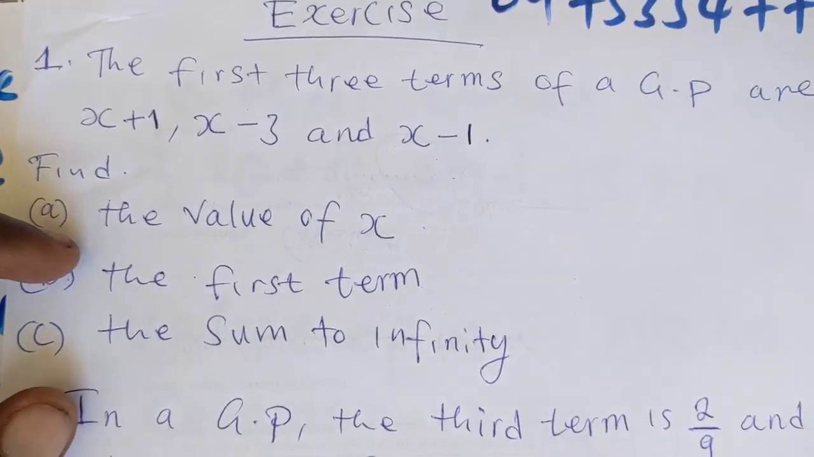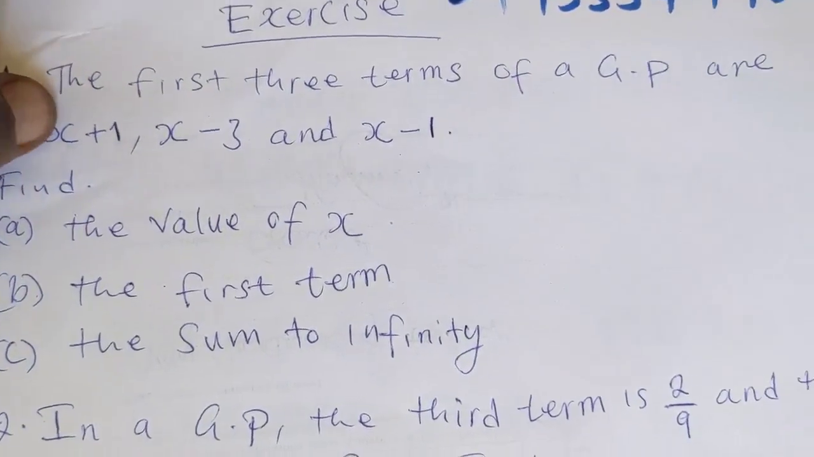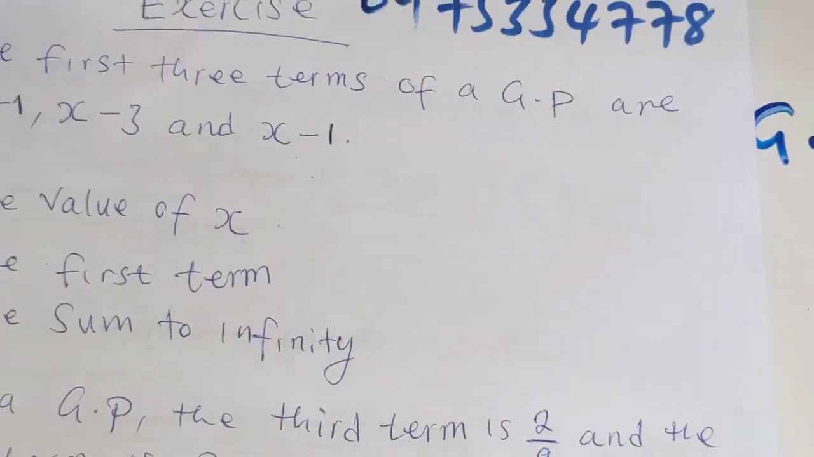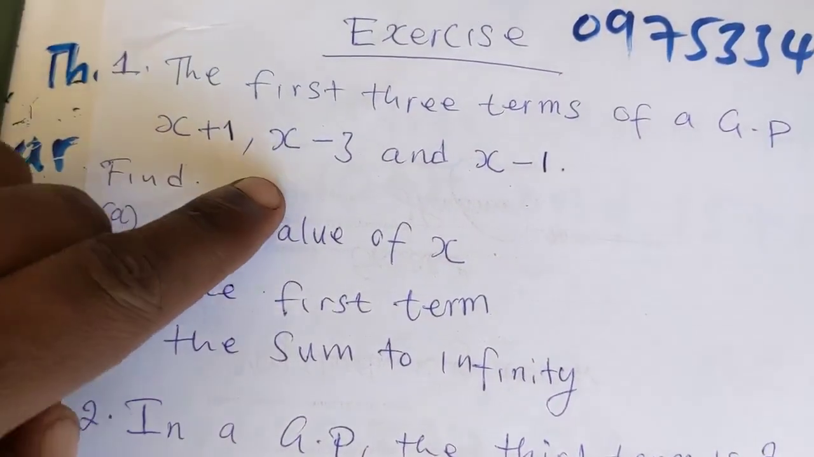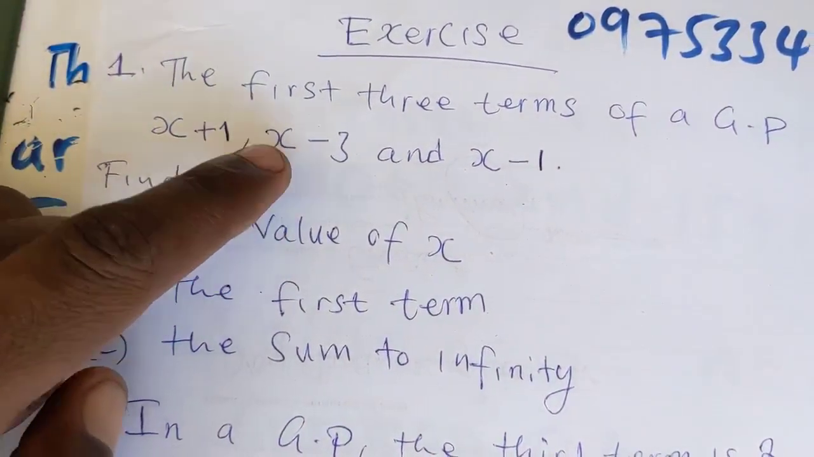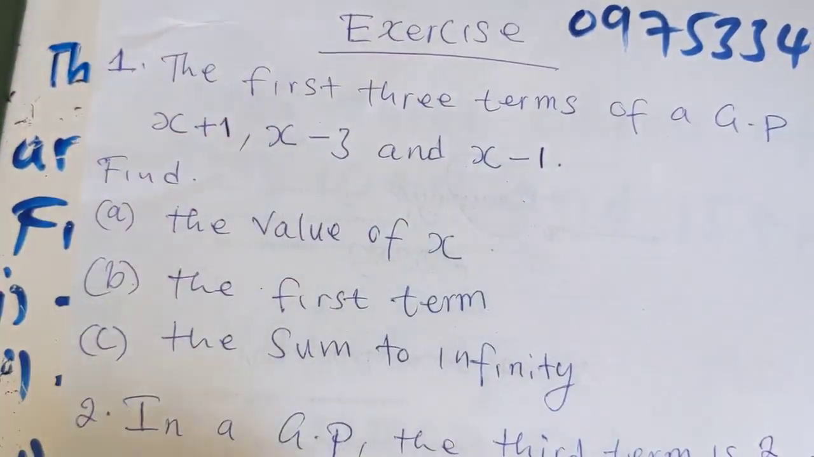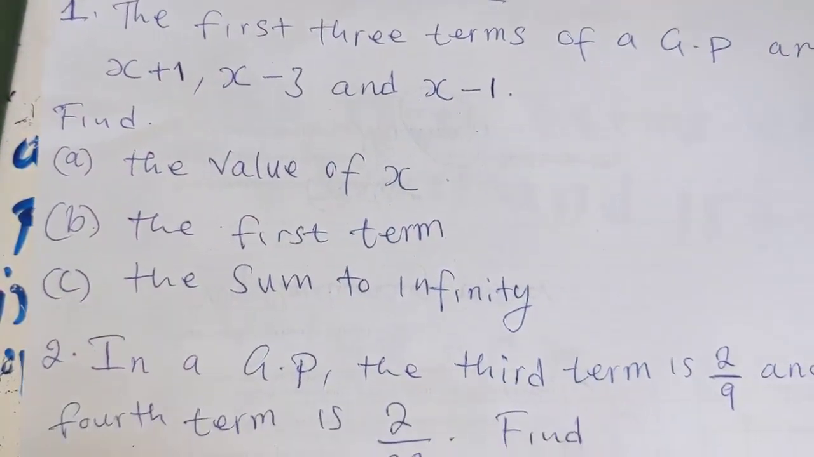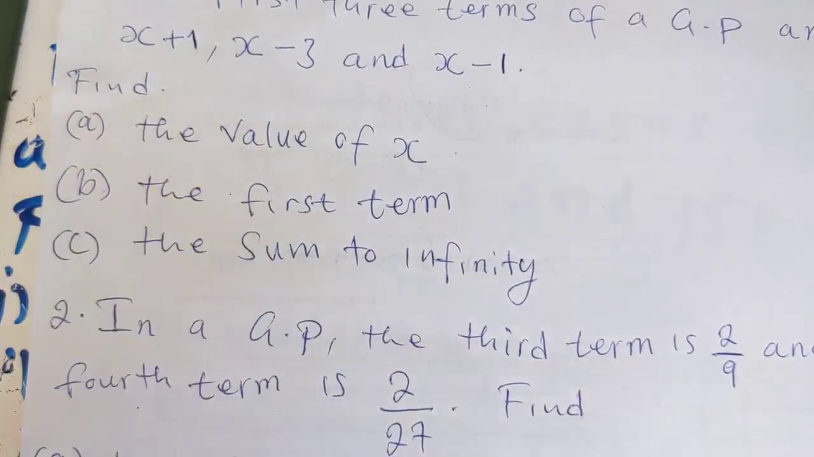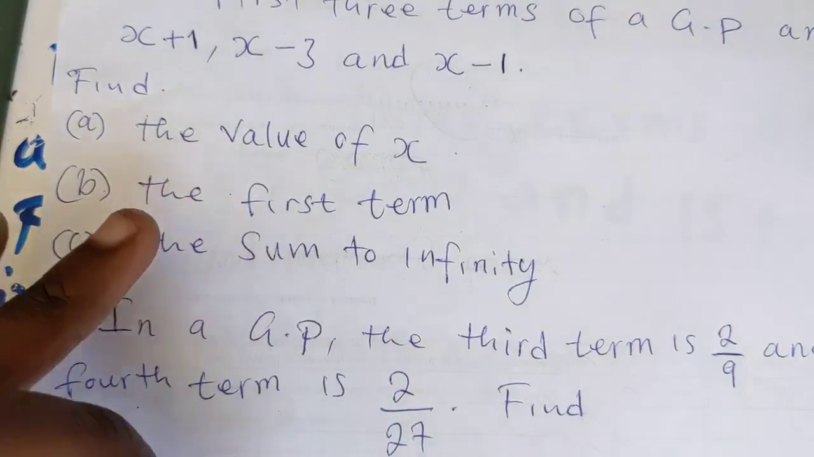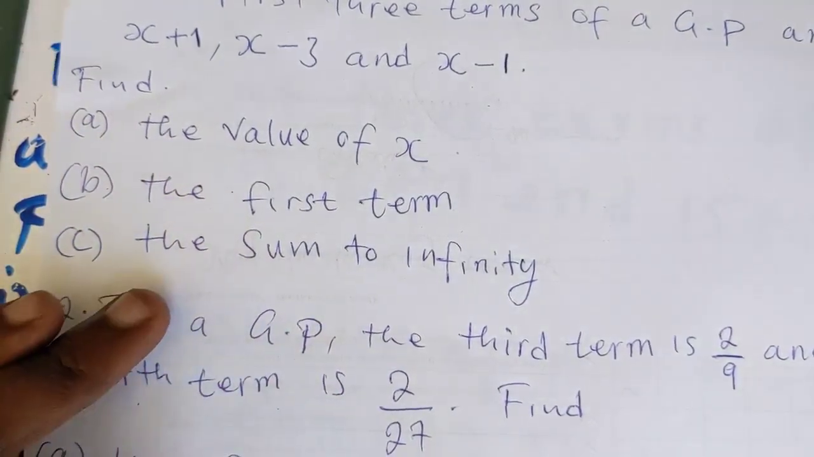The first question is saying that the first 3 terms of a GP are x plus 3, x plus 1, x. This is the first term, this is the second term, that is the third term. I'm sure you are able to see. Then they are asking you to find the value of x. Find it the same way that I've done it. Then B, find the first term. You know how to find the first term.